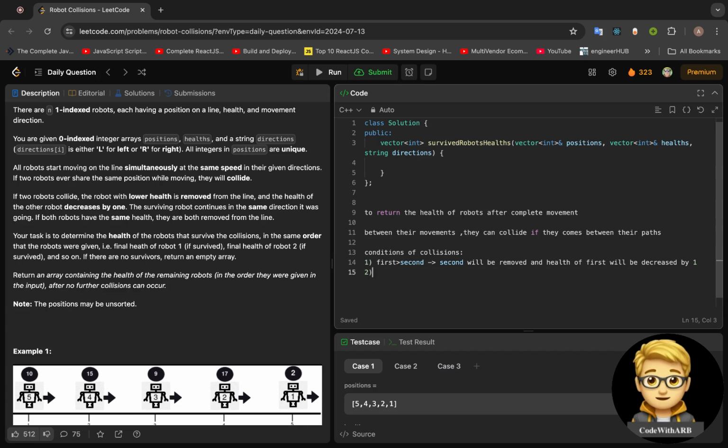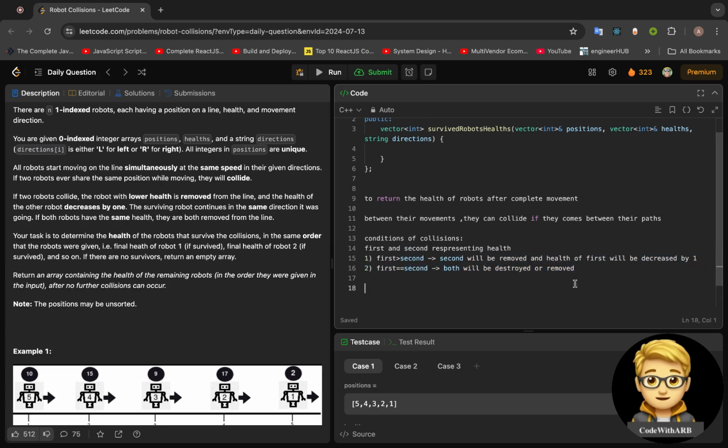The second condition is if both healths are the same, then both will be destroyed or removed. Here first and second represent health. So the question is given this, and the direction they are moving in, which is either left or right.